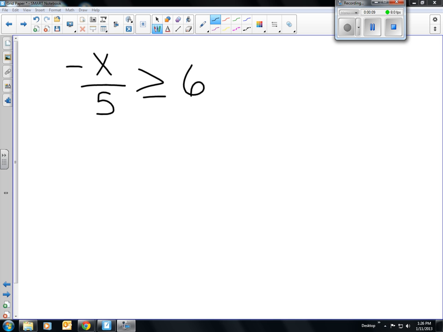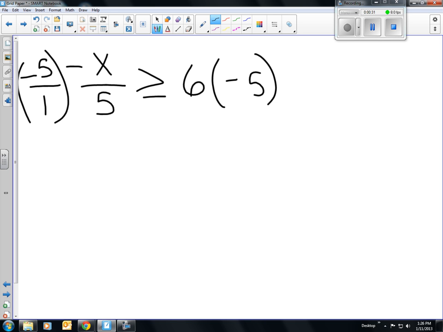So here we're given the inequality that negative x divided by 5 is greater than or equal to 6. Well, to solve this for x, we want to make sure that we do the opposite of the order of operations. So if we're dividing by negative 5, then we want to make sure we're multiplying both sides by negative 5. So we're going to go ahead and just multiply both sides by negative 5.